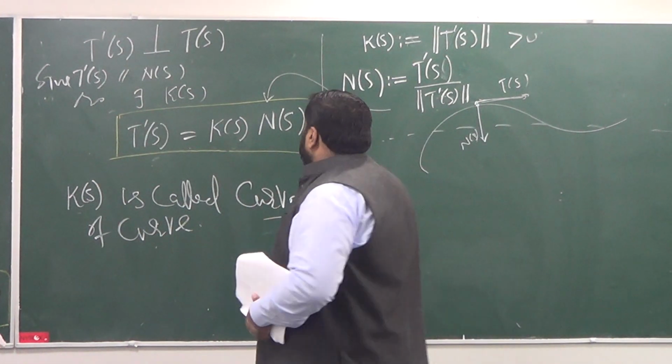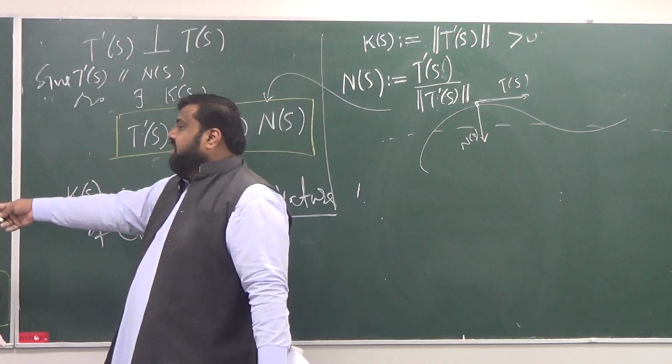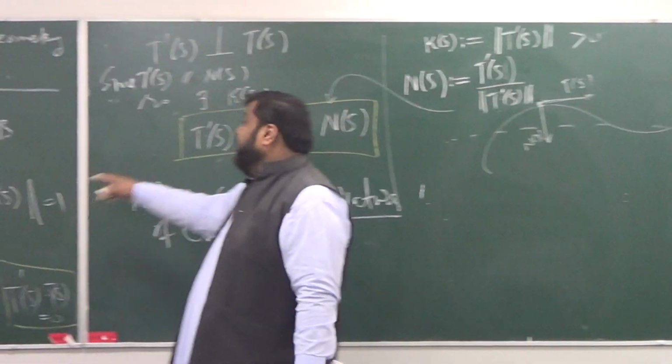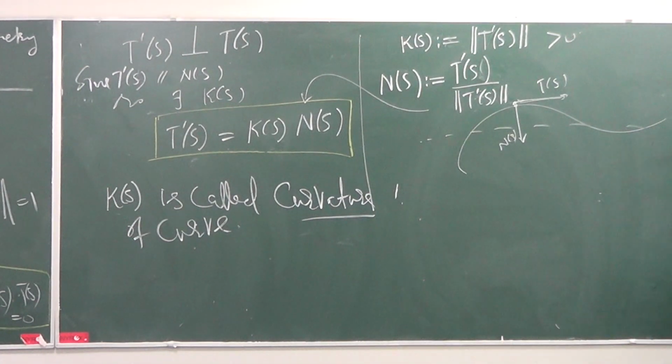Okay. So you want to compute the curvature? Pretty simple. What you need to do is differentiate your unit speed curve and compute its magnitude. You're going to get the curvature. That's it.